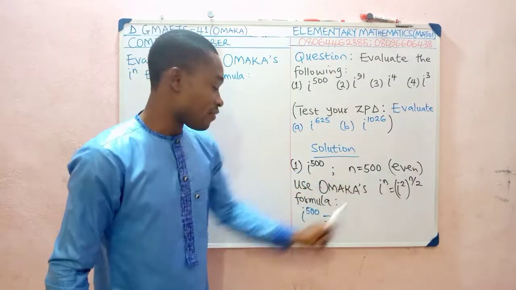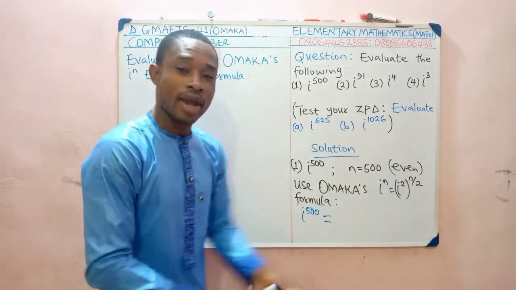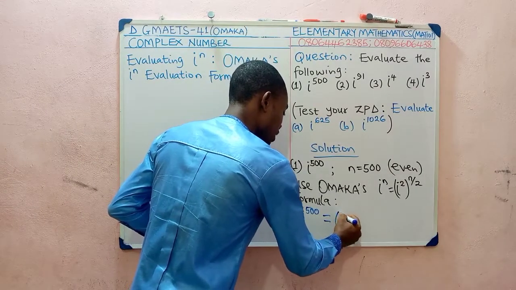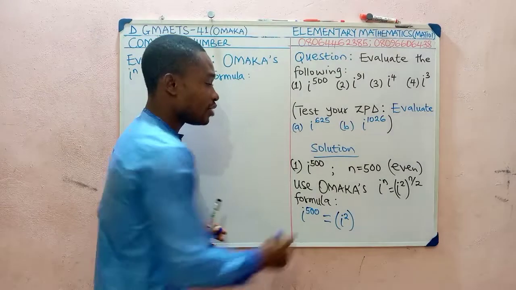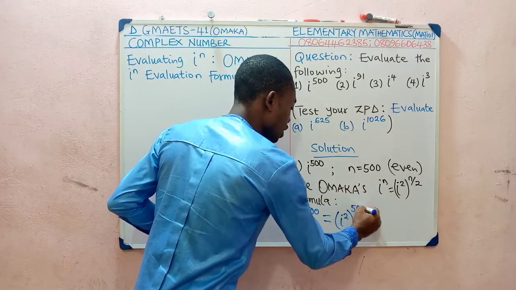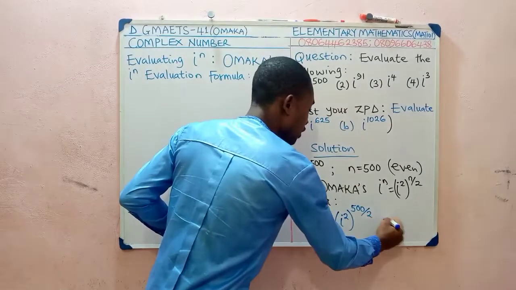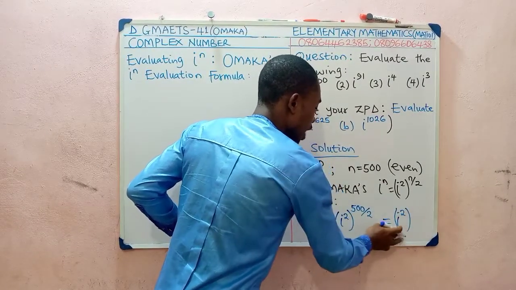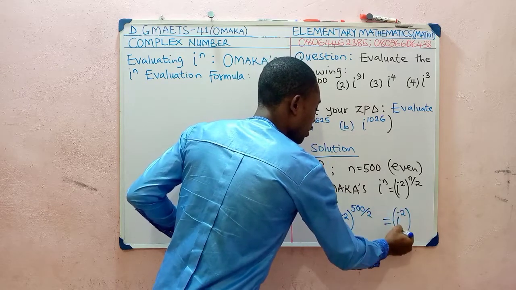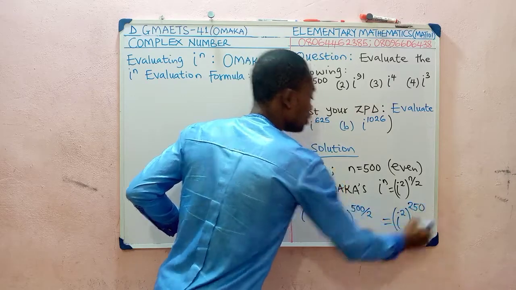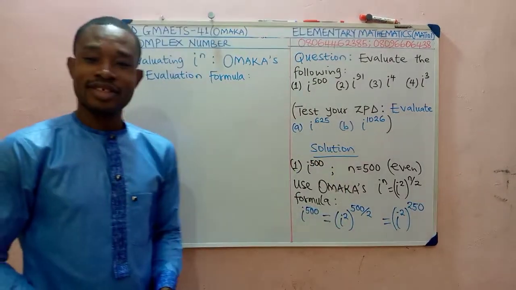So this simply means that i raised to power 500 will be equal to i squared. And what is our i squared? Let's put it in and see. Then raised to power n over 2. n is 500, so it's going to be 500 divided by 2. This is going to be i squared raised to power 500 divided by 2, which will give us what? 250. So this is what we're going to get.